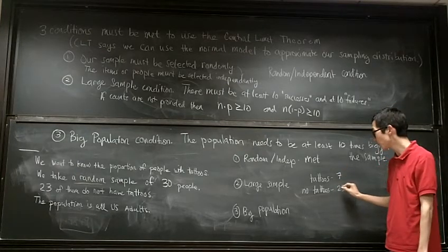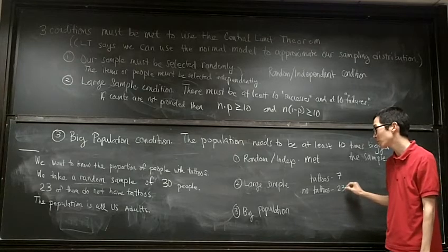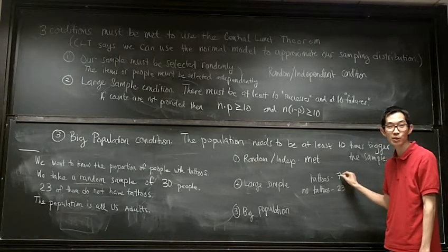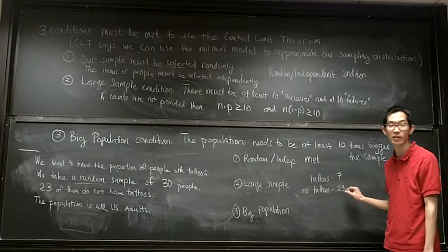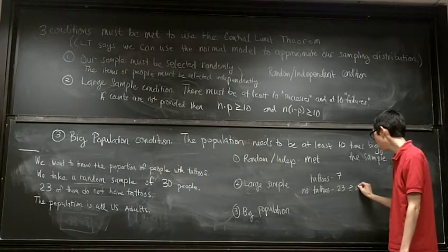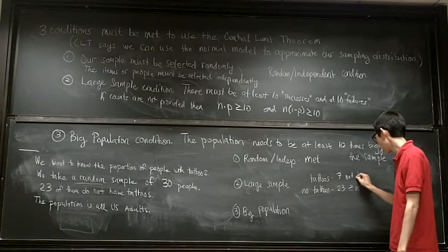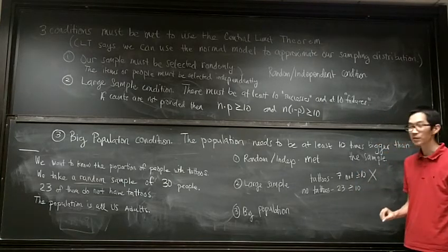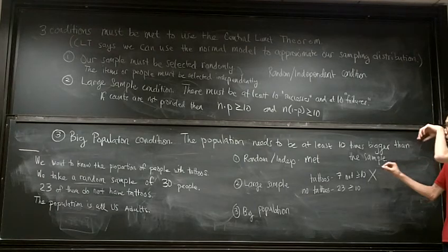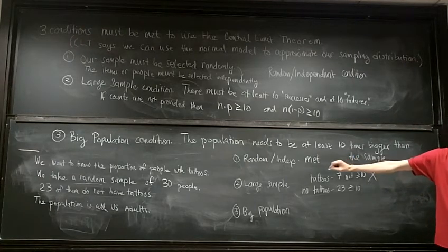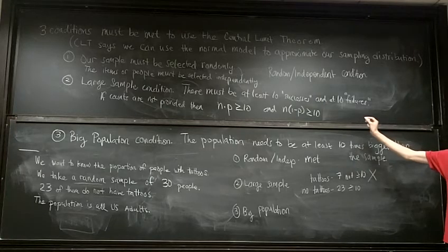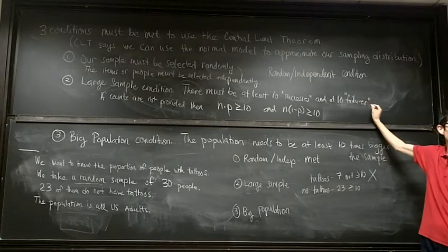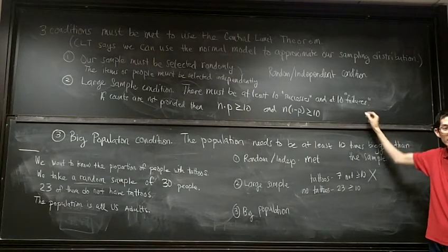Okay, 30 people total. 23 don't have tattoos. 7 people do have tattoos. Both of these numbers have to be bigger than 10. This is bigger than 10. This is not bigger than 10. So this condition is violated. In this case I didn't give you a proportion, so you don't need to do n times p and n times 1 minus p. Here you're just looking for 10 successes and 10 failures.